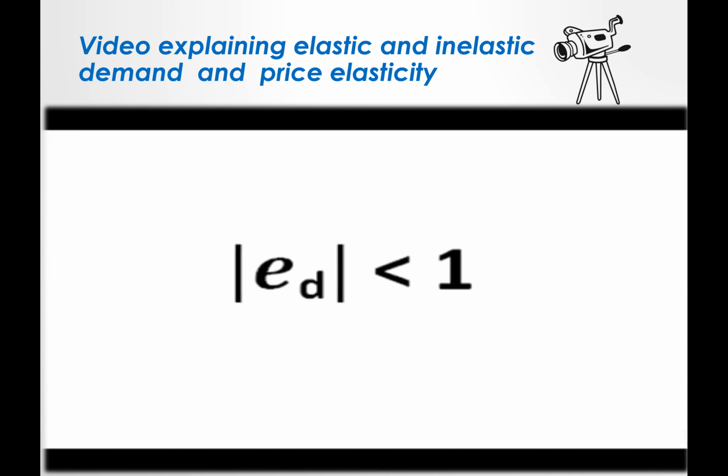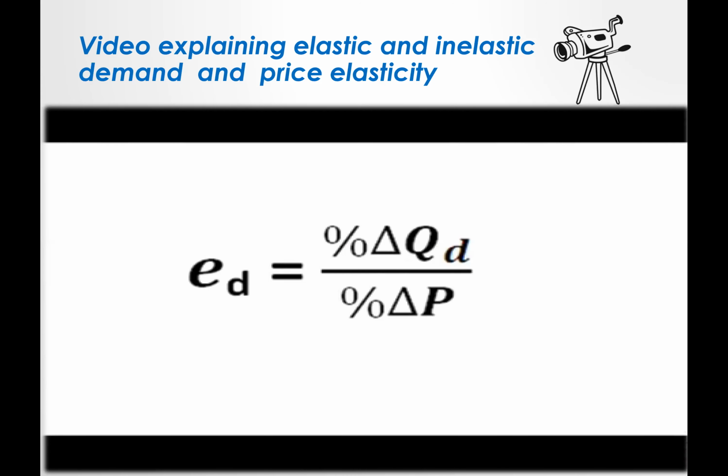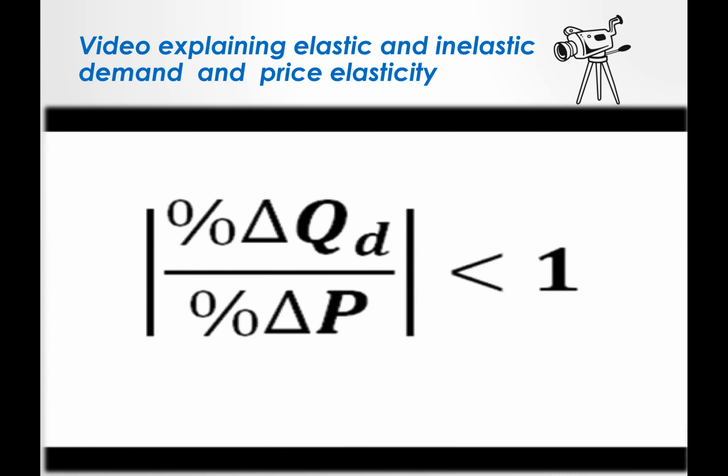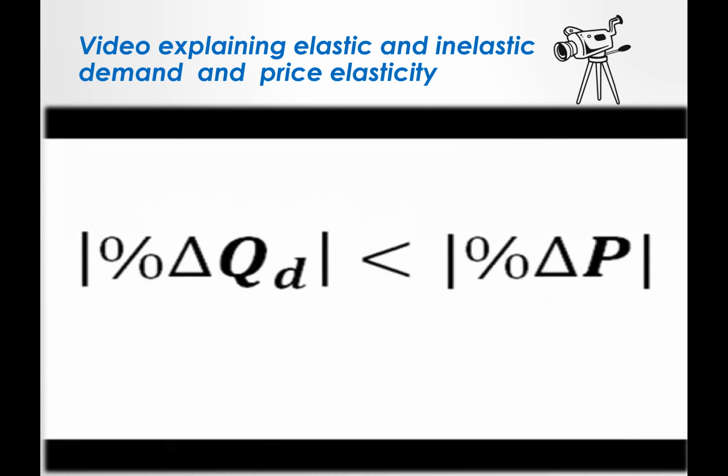Since elasticity of demand equals the percentage change in quantity demanded over the percentage change in price, this means that the absolute value of this ratio is less than 1. It follows then, in order for this ratio to be less than 1, it must be the case that the size of the price change is greater than the size of the quantity change.